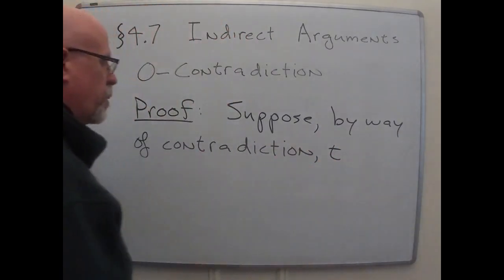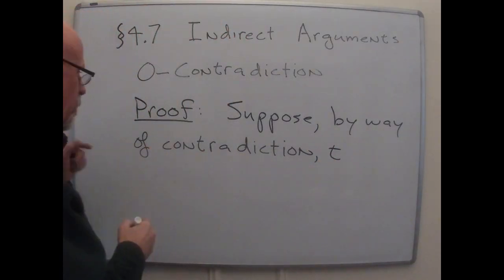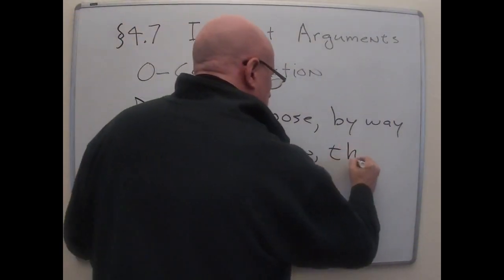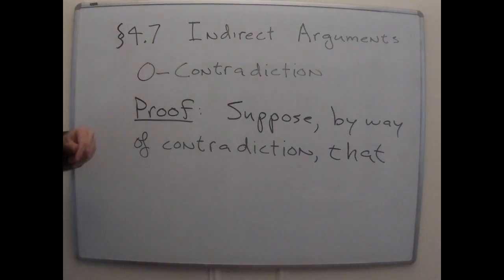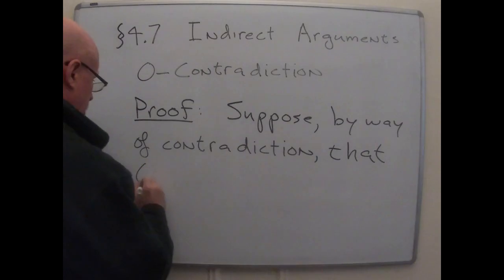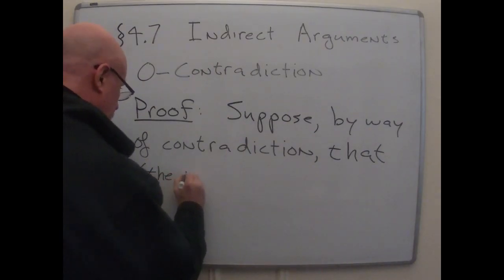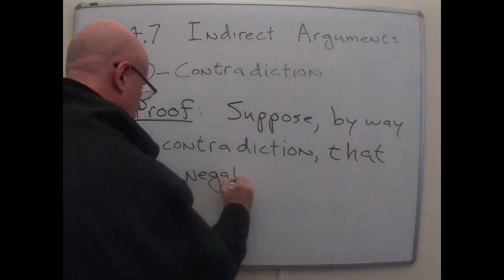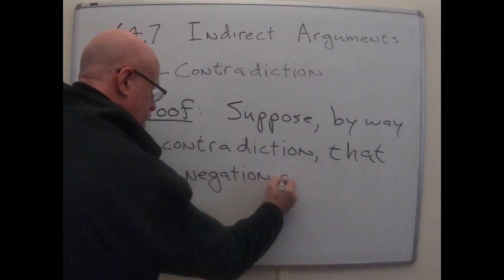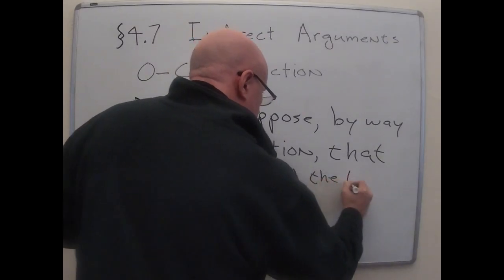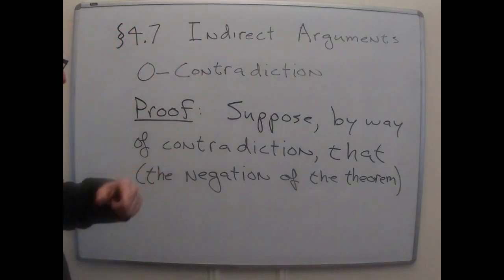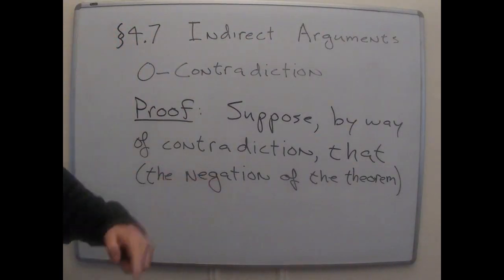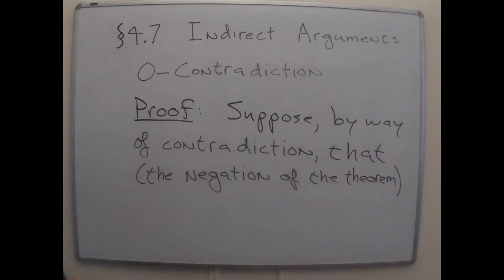That's not a positive phrase, so it needs commas at either end. Suppose, comma, by way of contradiction, comma, that... now what are we going to say after that? Well, it would depend on what the theorem we're trying to prove is, but basically it's going to be the exact negation of the sentence you're trying to prove. We'll do some examples and you'll see what I mean by that. You suppose, by way of contradiction, that the exact opposite of the thing you're hoping to prove is true. Or another way to say it, the thing you're trying to prove is indeed false.